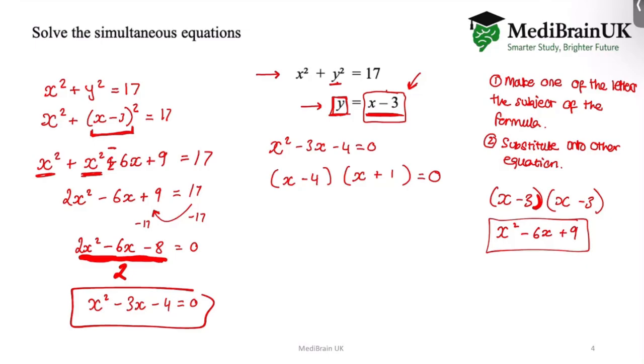Now we want to work out what the values of x are. So you're going to make each of these brackets equal to 0. You're going to have x minus 4 equal to 0. And then you're going to have x plus 1 equal to 0. Then you rearrange and you get x equals 4. And then you rearrange and you get x equals minus 1. Okay, so we've worked out what the x values are. X is 4 and x is minus 1.